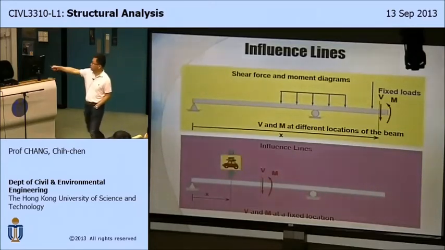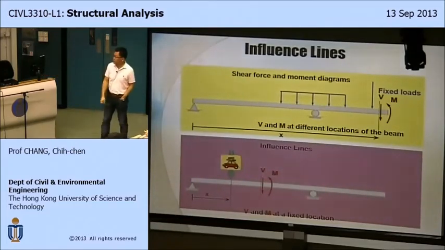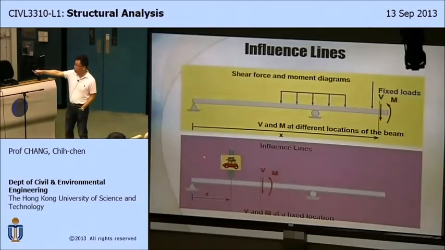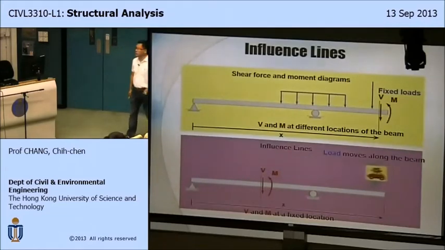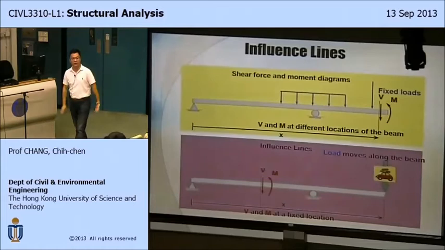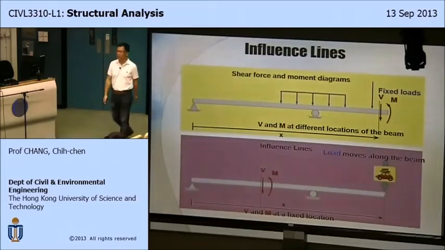So here, this applied downward force is traveling across the structure. At different locations, because of the location of the force, the equilibrium will tell you that the forces will be different because the location of the loading is different. So you move the loading across the structure, obtaining all these corresponding shear forces or bending moments, and then plot them against the locations of the loading. Then you have the so-called influence line. So they are quite different concepts, although eventually they look very similar. Okay? So that's something that you have to be careful about.